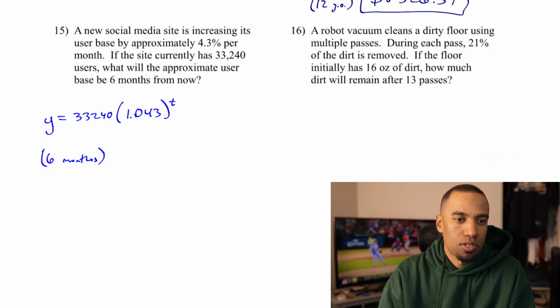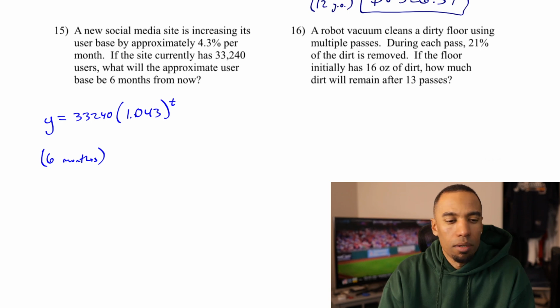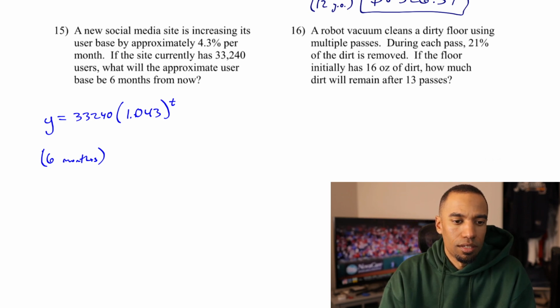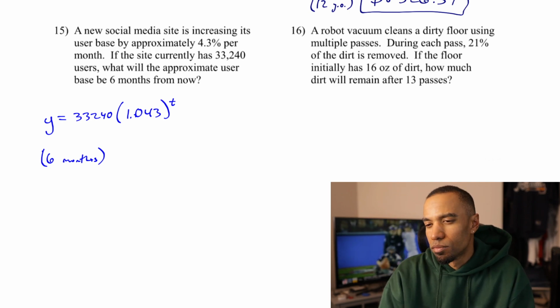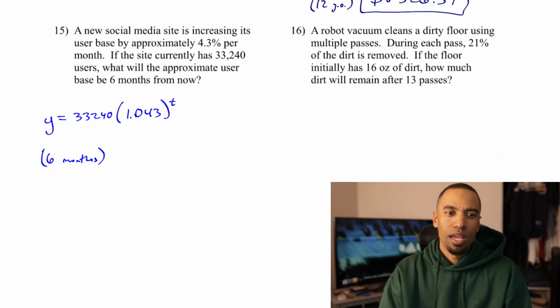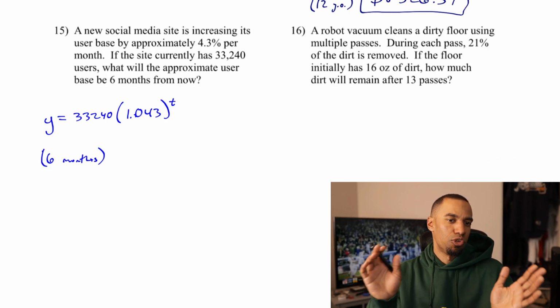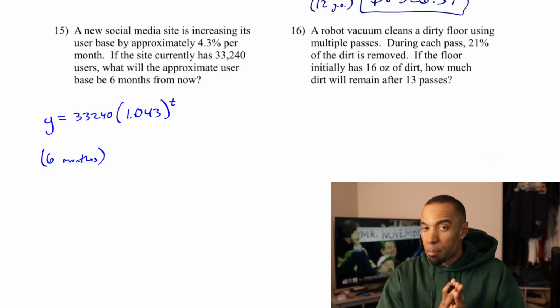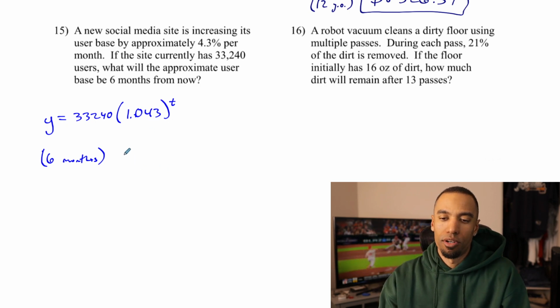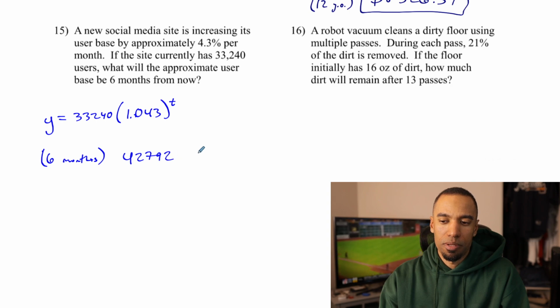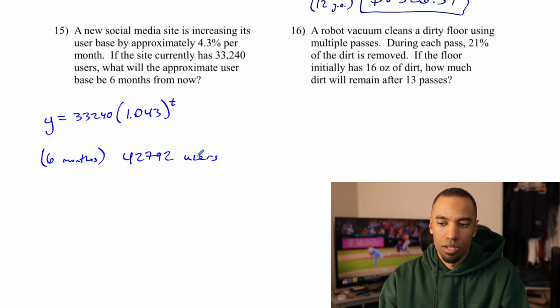33,240, sorry, you can't see what I'm typing. I just missed a 3, apparently. Times 1.043 raised to the 6th power. Now, there's a decimal. It says 42,792.4218. People are not decimals. We're going to say 42,792 users. Users. Right there.